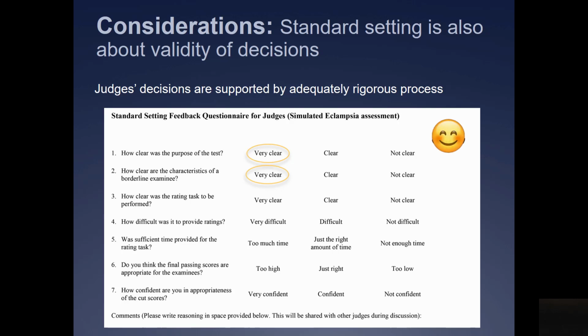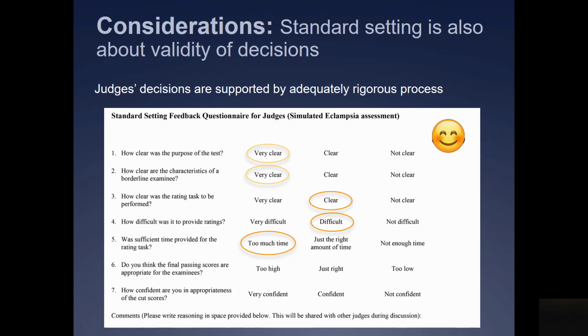Let's say we're getting some potentially orange zones, which means it's not terrible. How clear were the rating tasks to be performed? I'm saying clear. I may not be saying very clear, but it's still good. How difficult was it to provide the ratings? If it was difficult, I'm still okay with that. Sufficient time to provide the rating task. Too much time? That's okay.